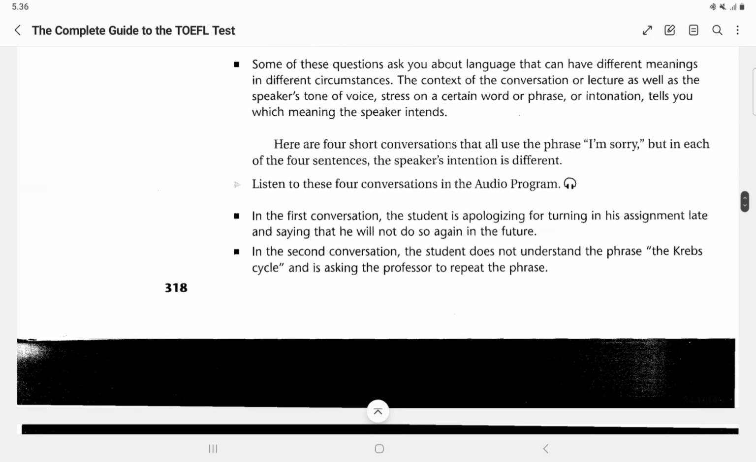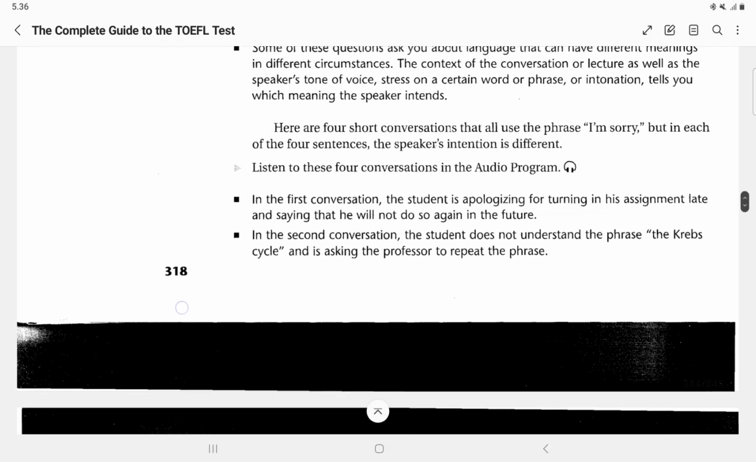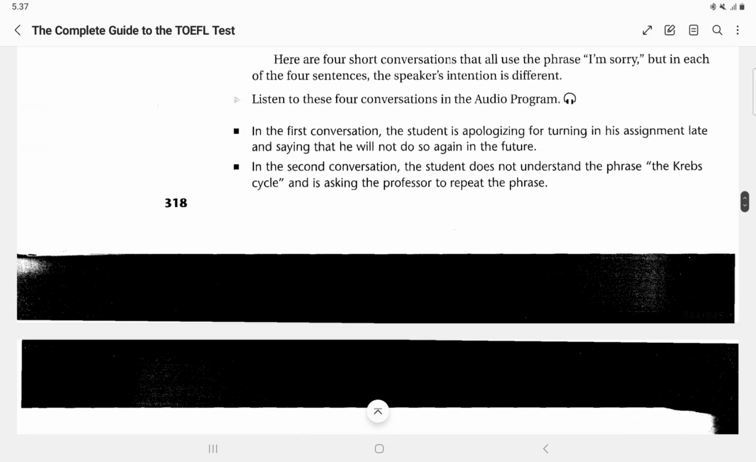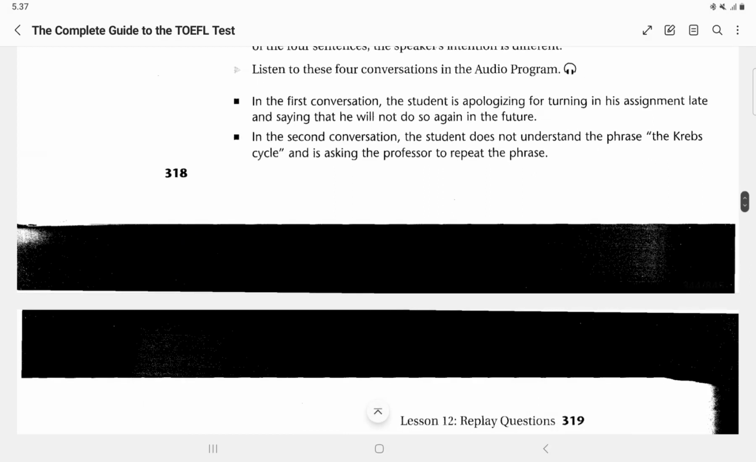Some of these questions ask you about language that can have different meanings in different circumstances. The context of the conversation or lecture, as well as the speaker's tone of voice, stress on certain words or phrases, or intonation tells you which meaning the speaker intends. Here are four short conversations that all use the phrase "I'm sorry," but in each of the four, the speaker's intention is different. Same words, same phrase, but different intention. Okay, listen to these four conversations in the audio program.